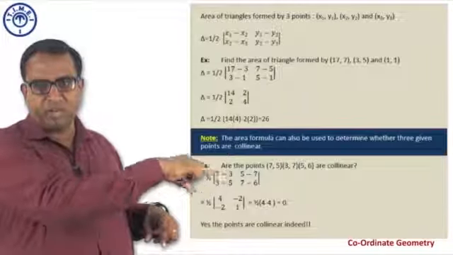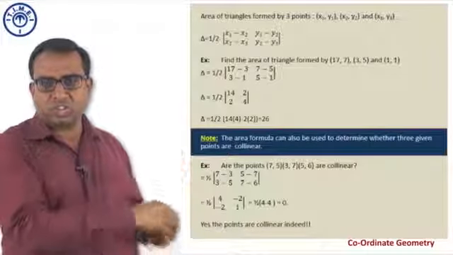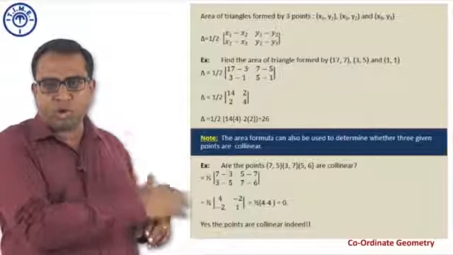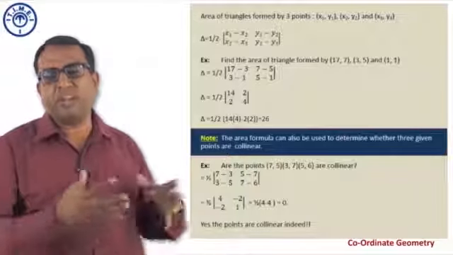Now all you have to do is look at the cross thing. 14 into 4 is 56, 2 into 2 is 4. 56 minus 4 is how much? 52. 52 upon 2 is the area. So 26 square units would be the area of this triangle.